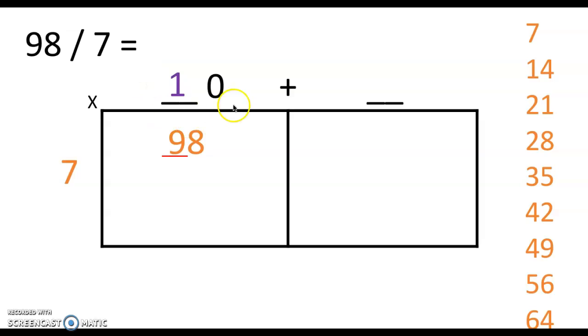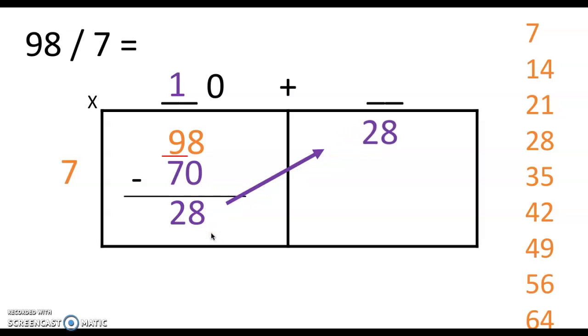But remember, this is a tens place, so that 1 isn't worth just 1, it's worth 10. Then we'll multiply on the outside. 10 times 7 is 70. Then we'll subtract. 8 minus 0 is 8. 9 minus 7 is 2. Then we're going to take our remainder and bring it up into our next place value. Now what place value are we in? We are in the ones place. But we cannot forget our remainder left over from our tens.